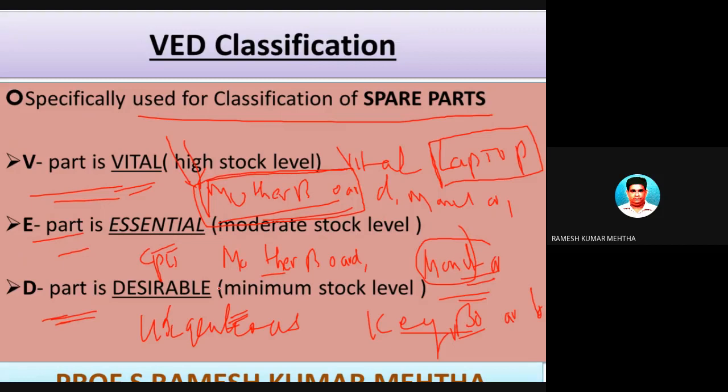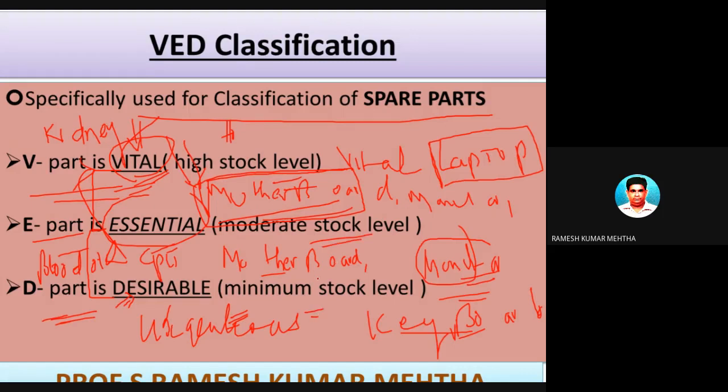So you have to design your inventory in such a way that you know which are very important, which are not important, and which are just desirable. These are vital. Essential is in between vital and desirable in the inventory classification. The same technique can be used in the hospital industry. For example, kidney is vital, and blood is desirable. But in blood also, we have O positive, which can be kept as vital. I want to store it. This is a vital product. High stock has to be maintained for vital items, moderate stock level for essential, and minimum stock level for desirable.